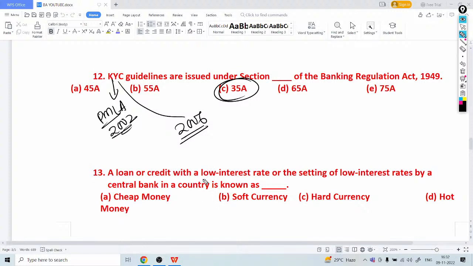A loan or credit with a low interest rate, or the setting of a low interest rate by a central bank, is called cheap money. Okay, if a loan is available at a low rate of interest, that's called cheap money. What is hot money? Hot money is a currency which has the tendency to fly out of the country, or you can say the currency of FIIs or foreign institutional investors is called hot money.